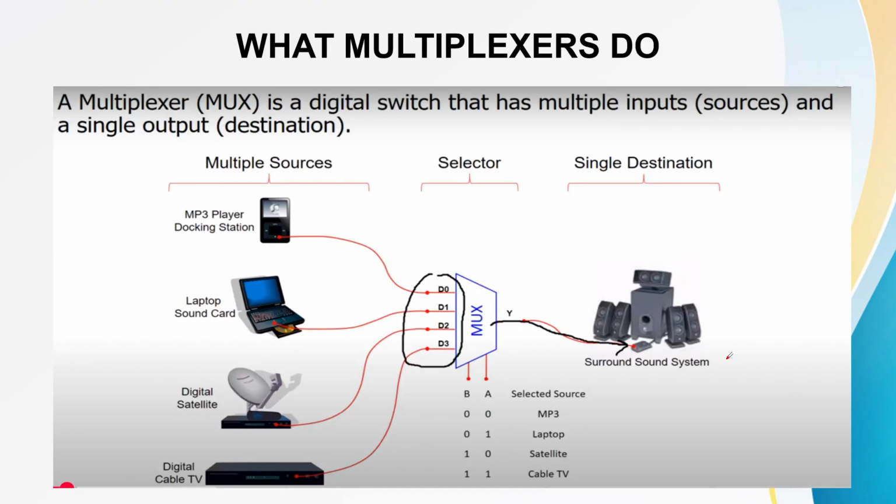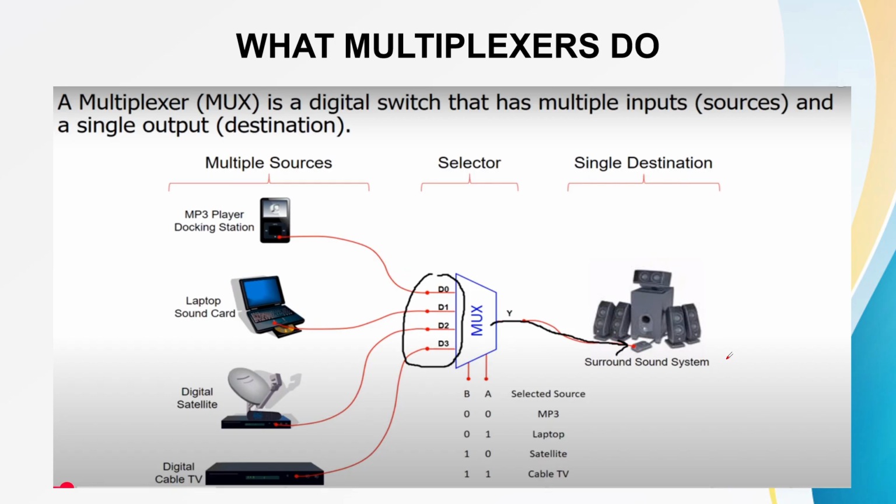So multiplexers, or simply known as MUX, is a digital switch that has multiple input sources and a single output source. Let's say you have different devices in your home and you want to connect all those devices to one specific device. The required device used in this situation is called a multiplexer.